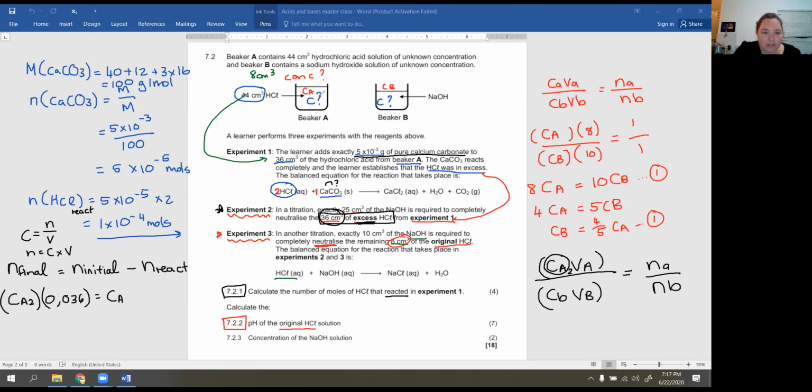Ca original times by the original volume that we added right over there, which is still the 0,036, okay? And then over here, this is going to be minus the number of moles that reacted, which is 1 times 10 to the negative 4.